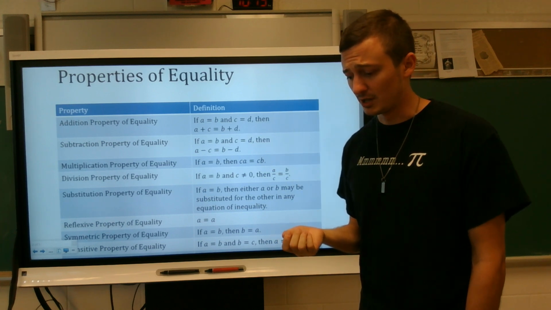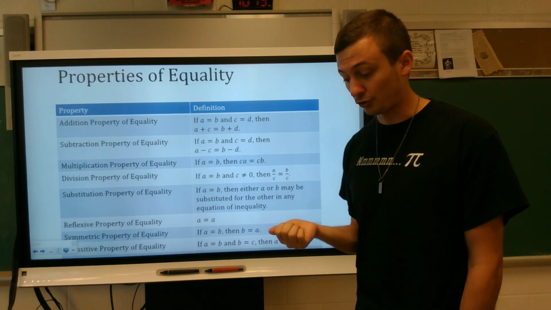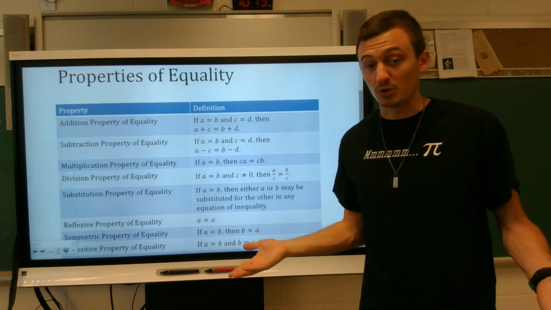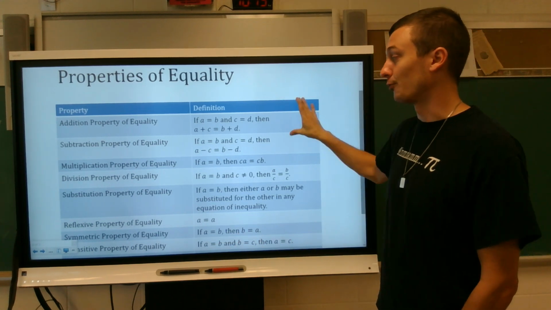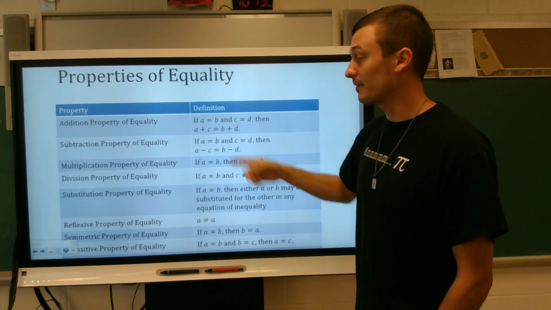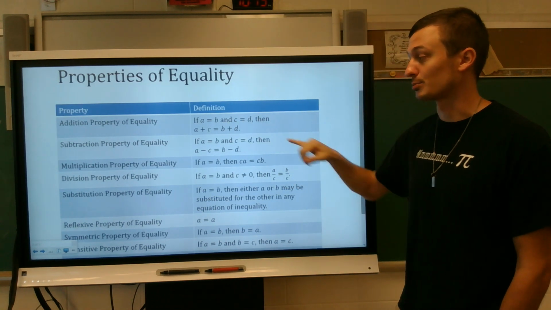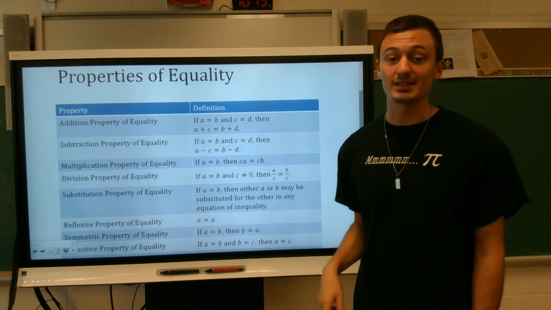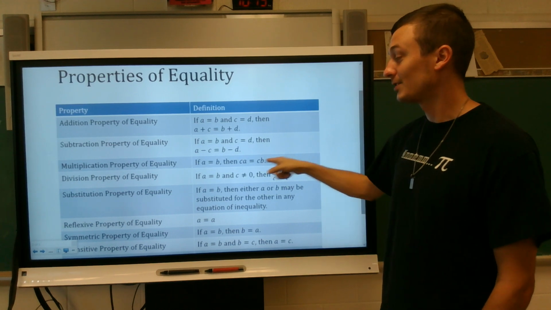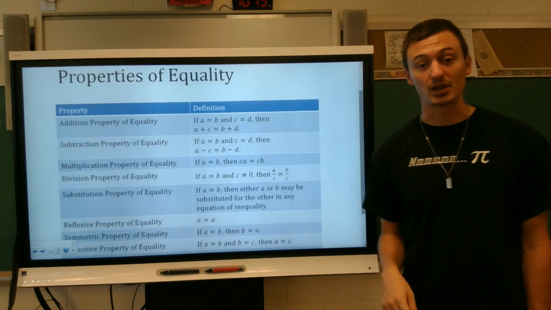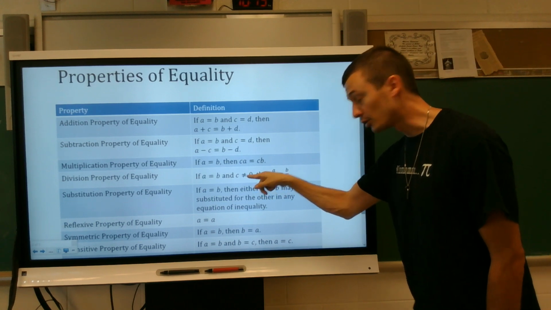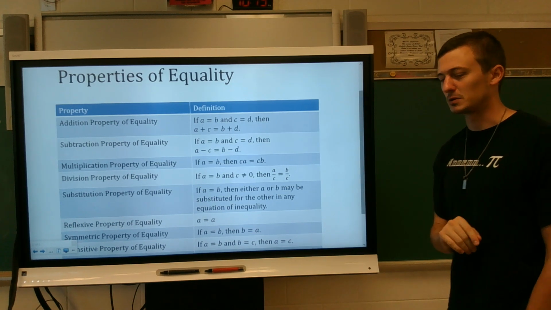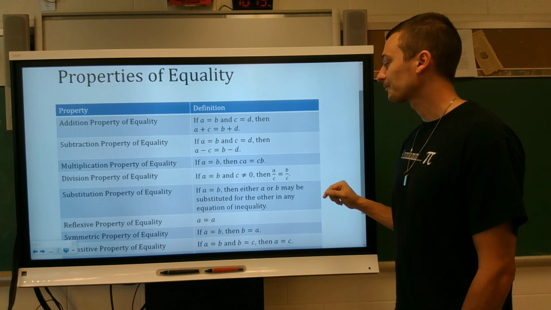So if you have 3x minus 4 equals 16, you know you can add 4 to both sides. That's algebra. You know that, but this is just stating it formally. So the addition property of equality says you can add the same thing to both sides. The subtraction property of equality says you can subtract the same thing from both sides. The multiplication property of equality says you can multiply both sides by the same thing. And the division property of equality says you can divide both sides by the same thing, as long as you're not dividing by 0. You shouldn't divide by 0. You're not in calculus yet, so don't worry about that.